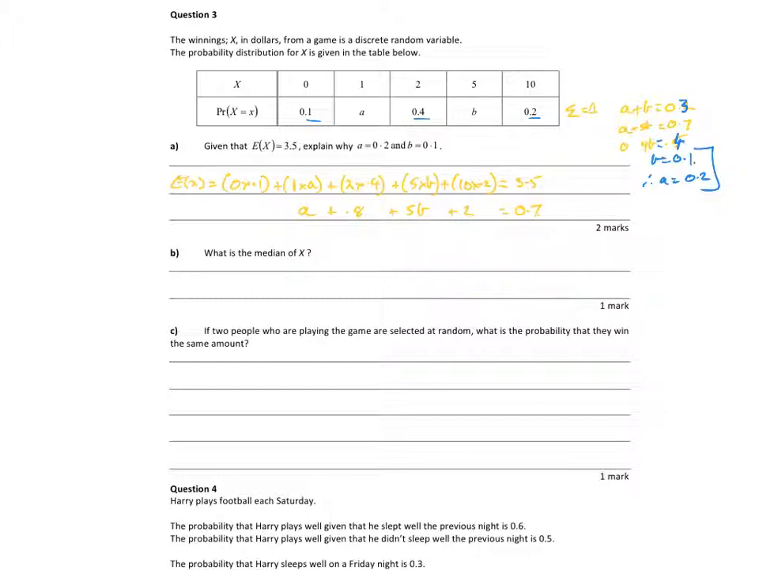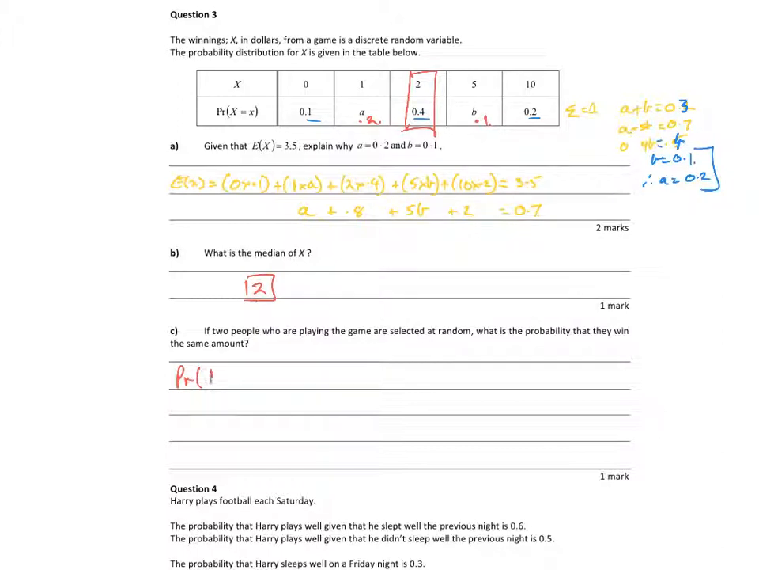What is the median? So where do we reach 0.5? So let's add a. A is equal to 0.2, b is equal to 0.1, and we first reach 0.5 here. So the median is 2. Two people playing the game are selected at random. What is the probability that they win the same amount? So we'll have to assume that a 0 means you win nothing.